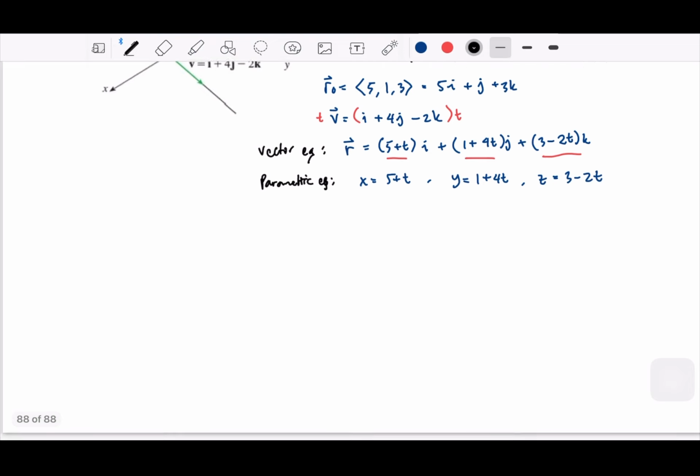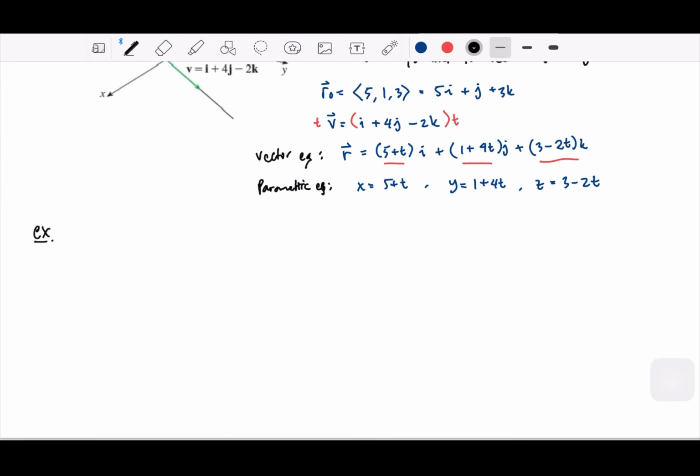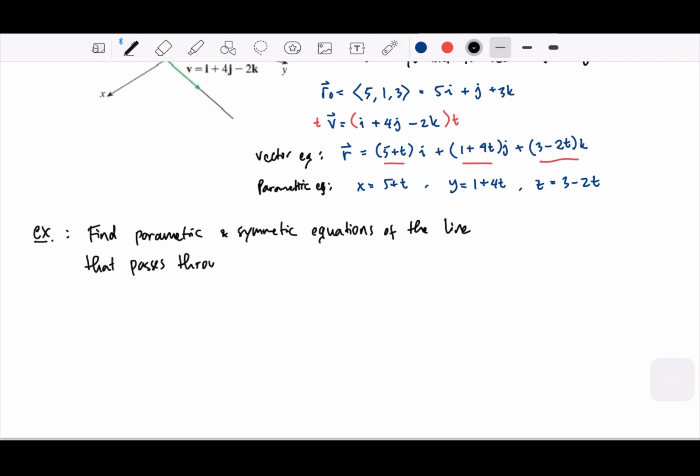Okay, let me go for another example to show how we can have some line intersections. So the question: find the parametric and symmetric equations of the line that passes through points A, which is (2, 4, -3), and B.